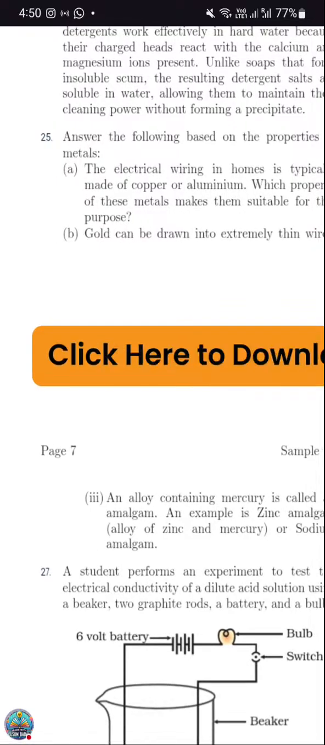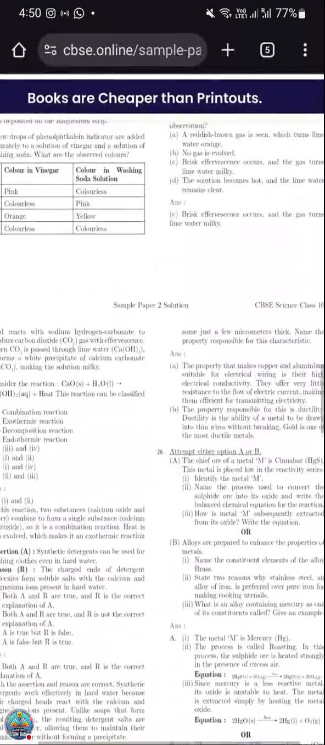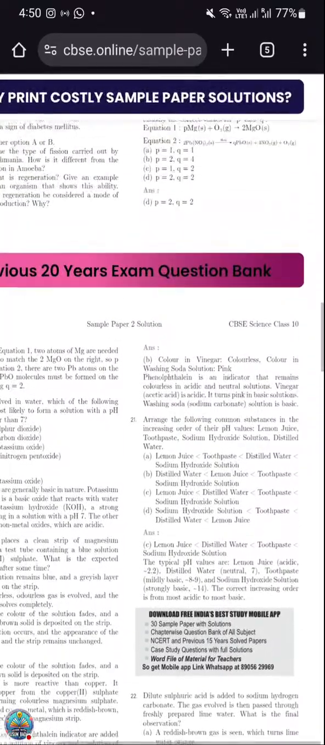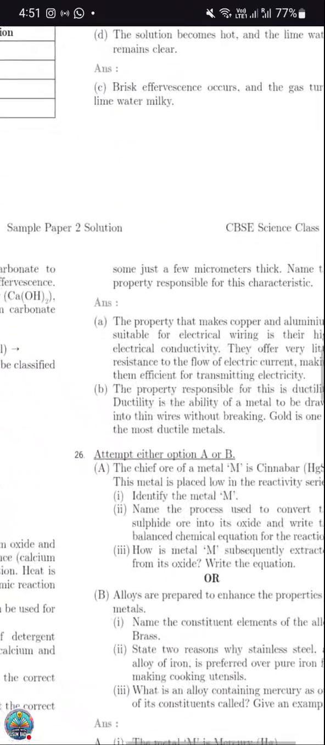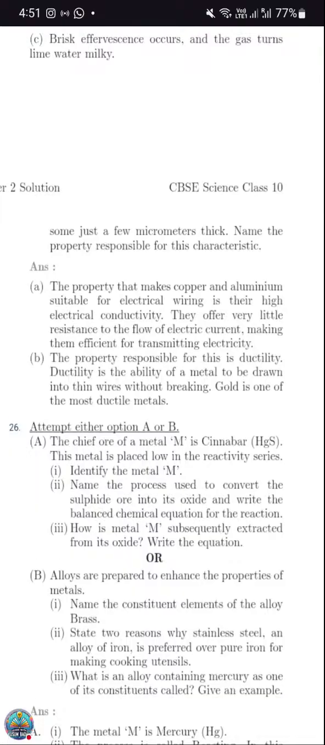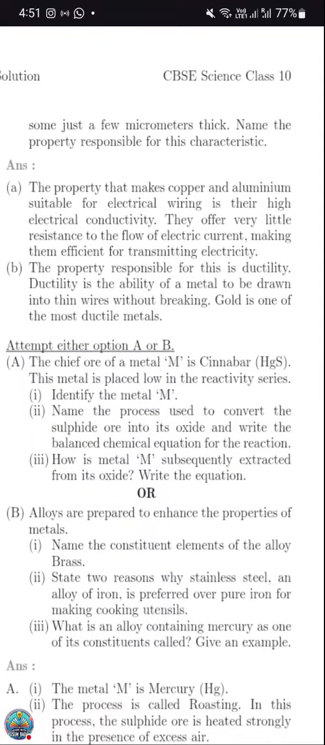And next, question number 25, answers. The property that makes copper and aluminium suitable for electric wiring is their high electrical conductivity. They offer very little resistance to the flow of electric current, making them efficient for transmitting electricity. You can write it in a simple way, as they are good conductors, or if you want to make your answer effective, you can write that they make electric conduction easy by providing low resistance.